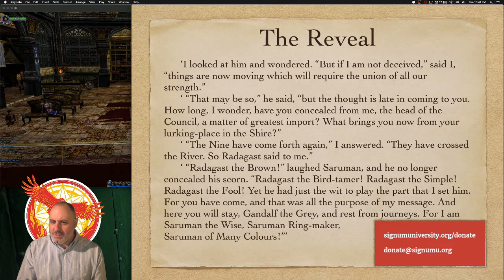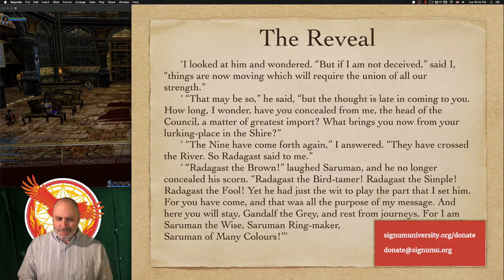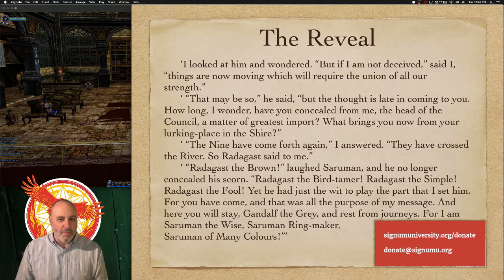And his response is, but if I am not deceived, things are now moving which will require the union of all our strength. I believe that what Gandalf is saying there is, but wait a second, are you seriously telling me that right now, at this particular time, I should be staying on my own patch? That we should all be continuing to work separately, each one focusing only on the things that they have habitually focused on, our own areas of study? Surely, if we ever cross the lines and all work together, now is the time for that, right? Things are now moving which will require the union of all our strength. So it is kind of my business too, right? They do belong to me. They belong to all of us, and we should all be working together.